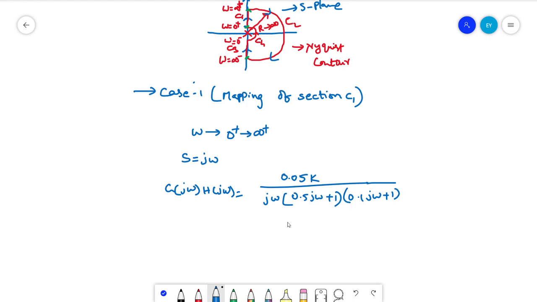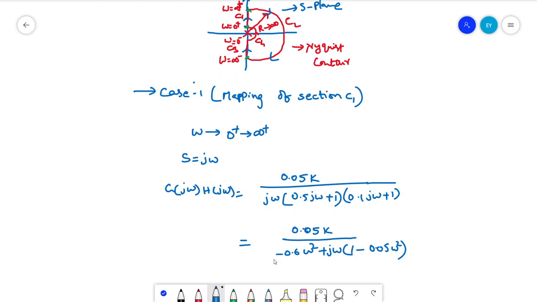From here we will take j omega as common from the denominator. We need to segregate the real and imaginary parts. Once we take j omega common and solve for the real and imaginary expressions, it becomes 0.05 k divided by the real part, which is 0.6 omega square, plus j omega into (1 minus 0.05 omega square).